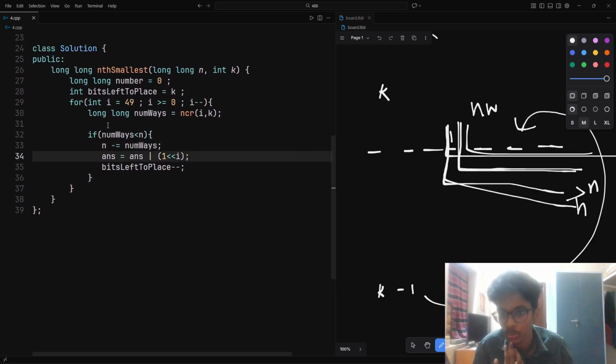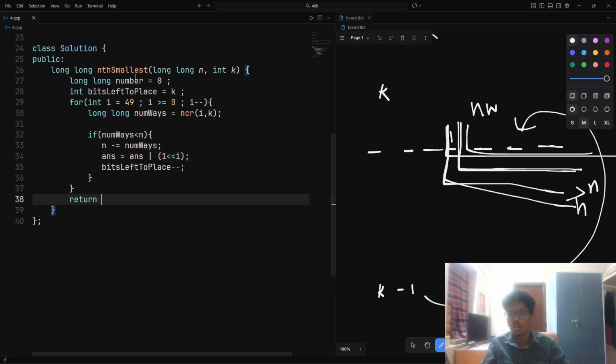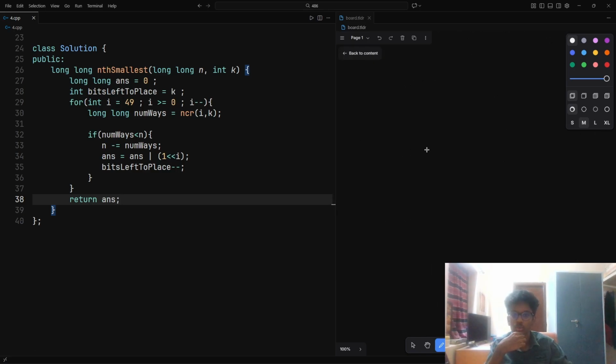Fine. So I hope this is clear. So we are computing long num ways, NCR of i, k. If num ways is less than or equal to n, answer equals answer, or we are placing the 1 here basically, and bits left to place minus minus. So that's the main logic, and we need to return this answer. Let's keep it answer. Return answer. This is the basic logic. Now we need to work on the NCR thing, which we'll do later.